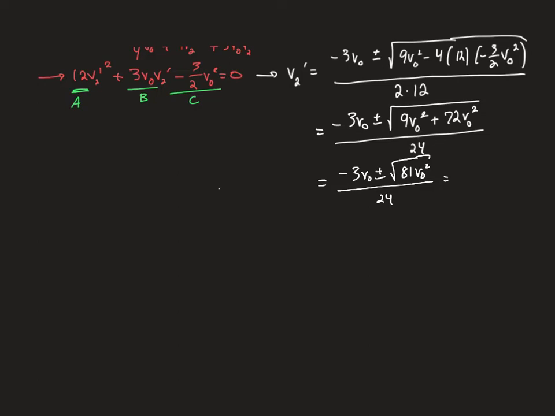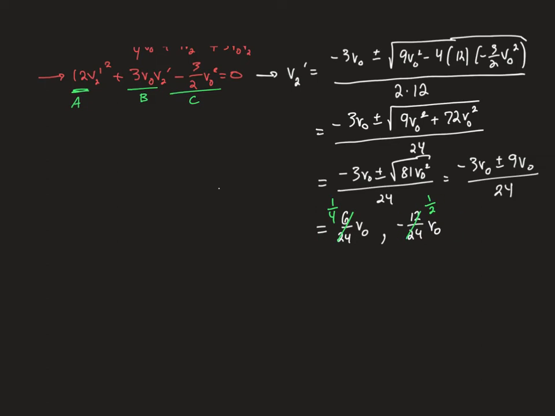That's 9v naught. So we get two solutions, one related to the plus sign, one related to the minus sign. The plus sign is going to give me 6/24. Of course, 6/24 is just going to be 1/4. And the negative sign is going to give me minus 12/24, and of course 12/24 is just a half. So I have a positive 1/4 v naught and a minus 1/2 v naught as the two possible solutions.